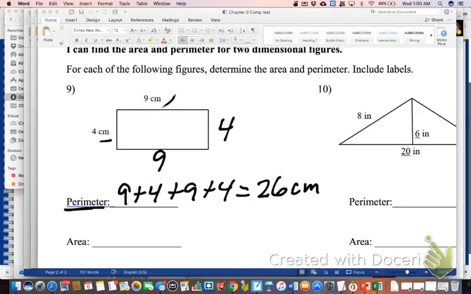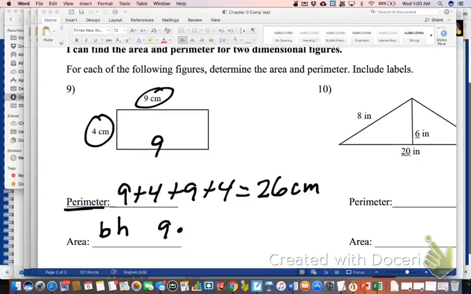Now I am going to find the area, though, to fill in the next blank. So the area for a rectangle is base times height. If that's 9, then I know that that is 9, so the base is 9. The height is 4. 9 times 4 is 36. Now I need to use those square units because I'm finding area.